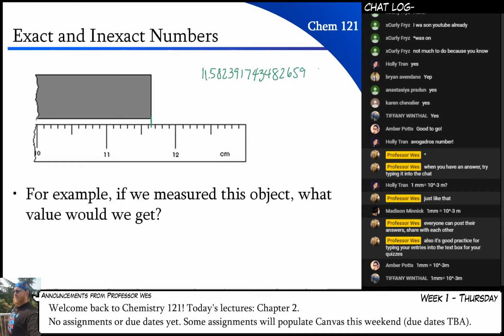11.58239.174348265.9. Like, at what point do I say, okay, this is ridiculous? You're just making up numbers. There's no way you know those numbers with this ruler. Some of these are smaller than the width of an atom going down this far. So the question becomes, which numbers do we get to keep? And which numbers are just garbage? In order to do that, we need to devise a way that will reliably give us reproducible results and measurements.